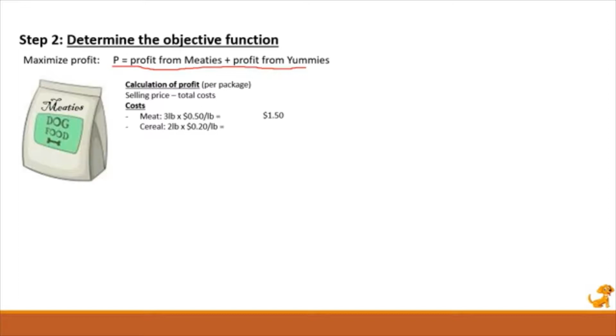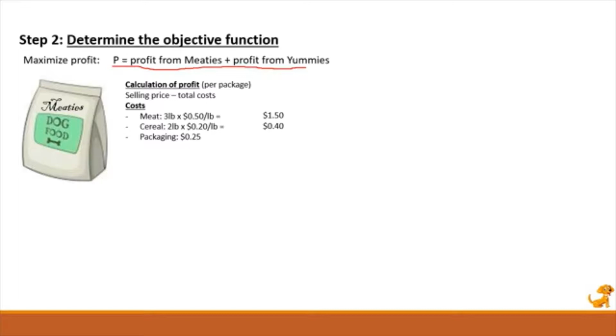Now, cereal also goes into making this package of meaties. And how much cereal do we put in here? We put 2 pounds. And how much does a pound of cereal cost? It costs 20 cents. So we say 2 pounds multiplied by the 20 cents per pound, and then we should have 40 cents. Okay, so those are the two costs. There's one more, and stated to us is the packaging. That is the production cost and all the other things that we do in the factory in order to produce this meaties. It costs 25 cents.